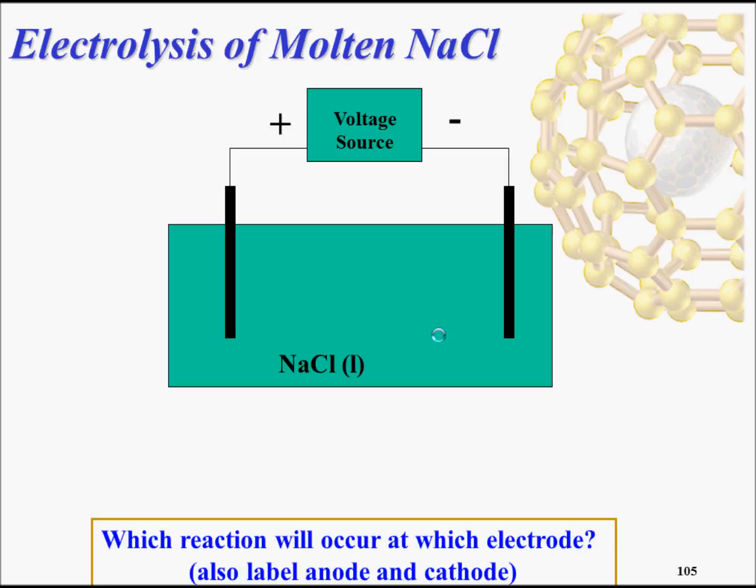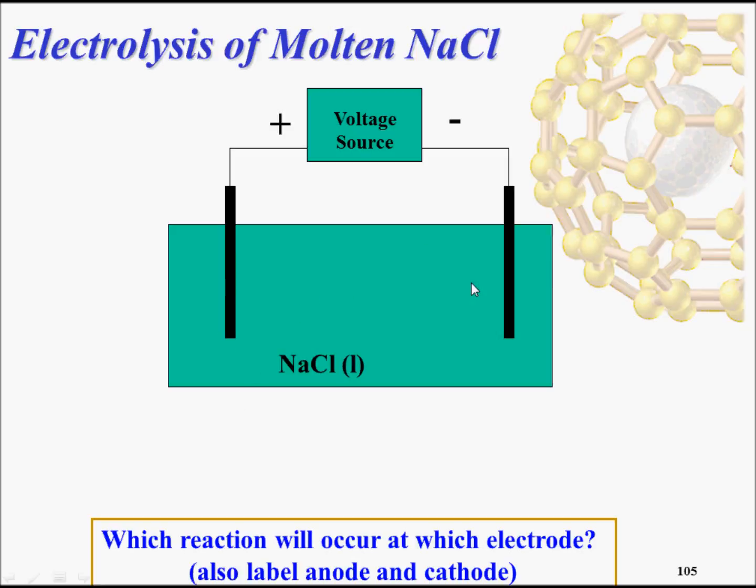So let's take a look at some examples of this. Let's say we had some molten NaCl. So we're not talking about solid salt. We're talking about taking that solid salt and not putting it in water, but actually melting it. If I were to take that and apply it to a voltage source, I could get some reactions to happen. Now let's think about which reaction would happen on which electrode.